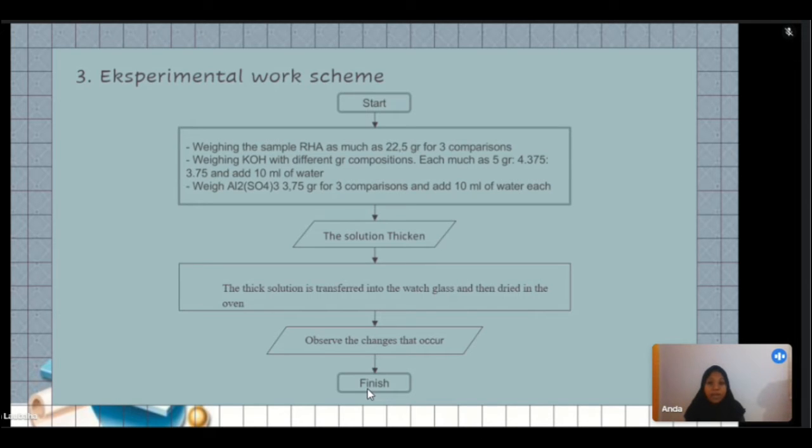3. Weigh Al2SO4, 3.75 grams for 3 compressions, and add 10 ml of water each. The solution is thick. The thick solution is transferred to the watch glass and then dried in the oven. Observe the changes that occur and then finish.